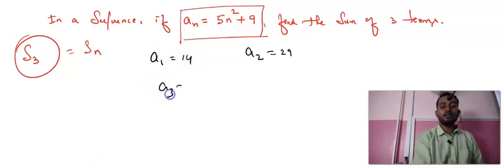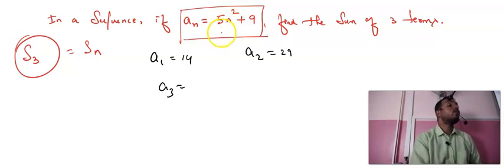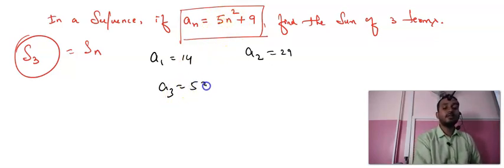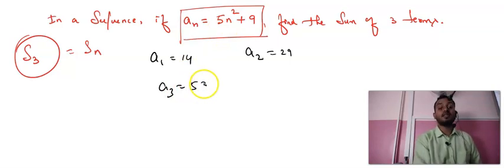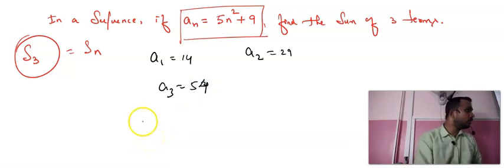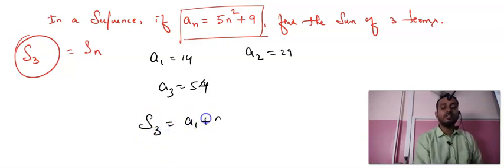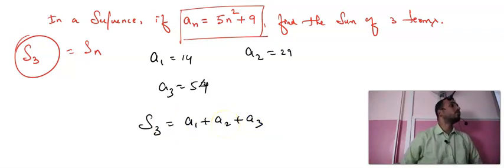What is the third term? n square, 3 square, 9. 9 fives are 45, plus 9, 45 plus 9, 54. Right? We got the first term, the second term, the third term. Now what are they asking? Find the sum of 3 terms. So S3 is equal to first term plus second term plus third term. Add all the 3 terms.